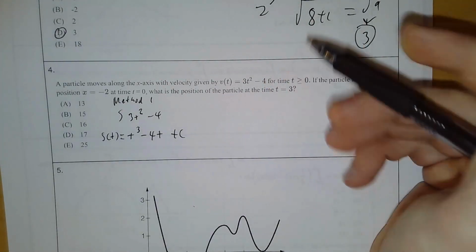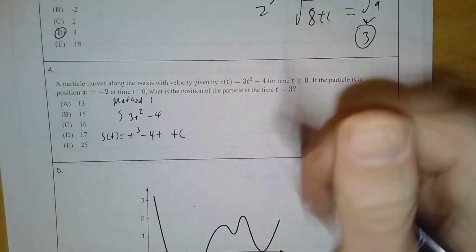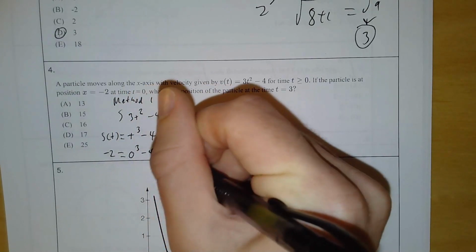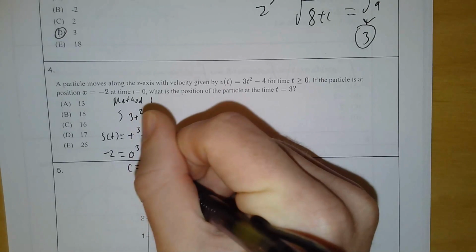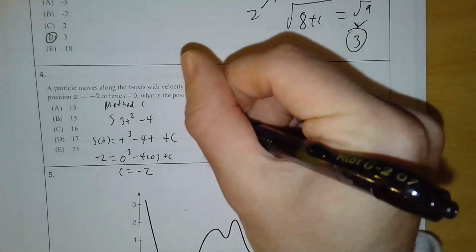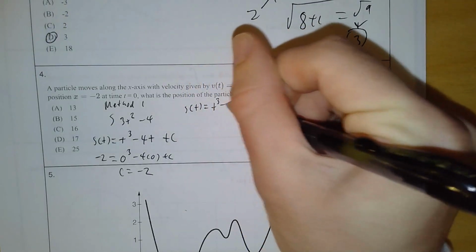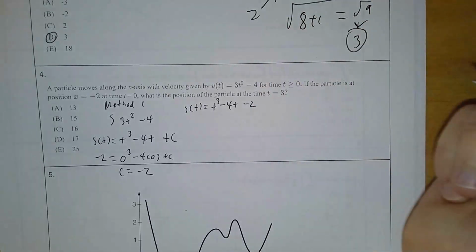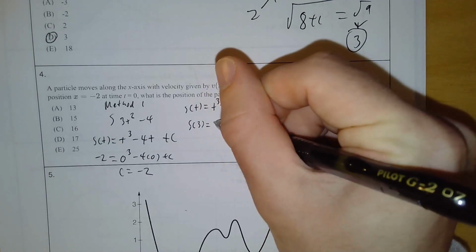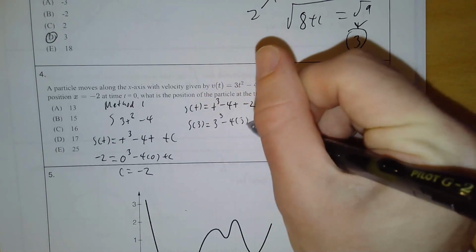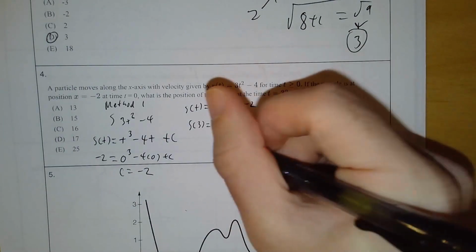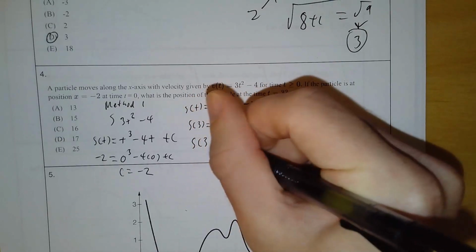To solve for c, we're going to plug in a -2 and a 0. So we're going to say -2 when t is 0, so 0 to the third minus 4 times 0 plus c. So c just equals -2. So really my position function is s of t equals t cubed minus 4t minus 2. Then I'm going to plug in the 3. So it's going to be s of 3 equals 3 cubed minus 4 times 3 minus 2. That's 27 minus 12, that's 15, minus 2 is 13. s of 3 equals 13.